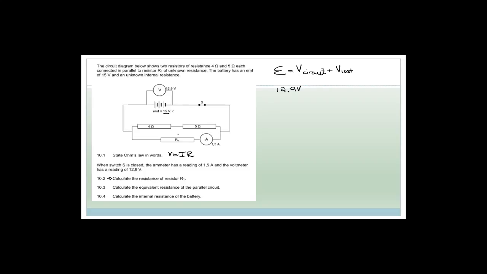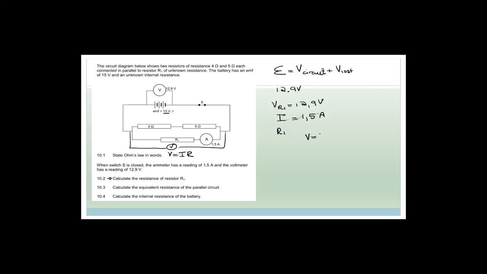Okay, we don't know the internal resistance and we don't know the current. But we do know that this 12.9 volts is the same as if we put it across here. Okay, that would be the same measurement because this 12.9 volts is supplying all of this. So if that's the case, then we can say the voltage in this bit is going to be the same as the voltage in that bit. So therefore the voltage across R1 has to also be 12.9 volts. We know the current in that bit, I, is 1.5 amps. So therefore we can work out what R1 is.